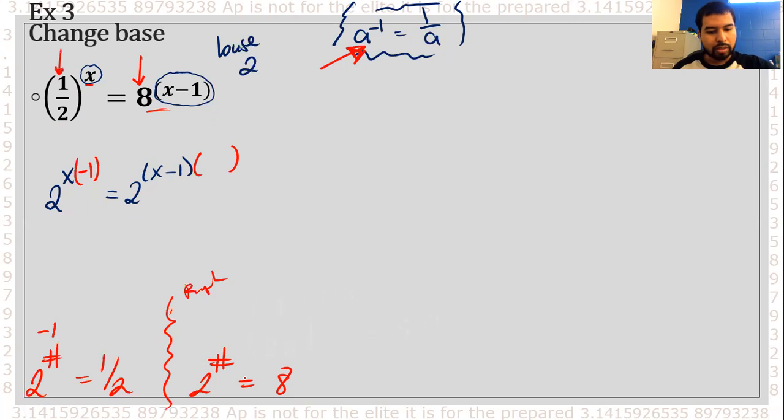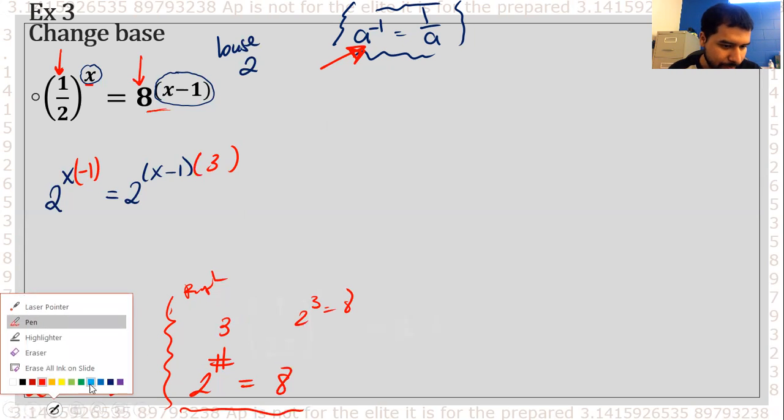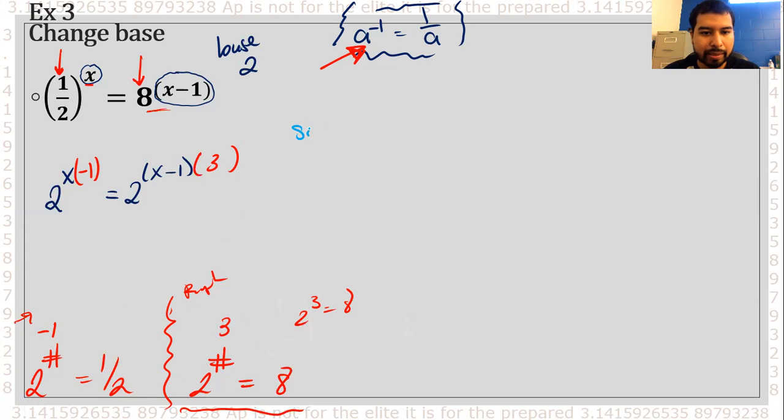Okay, so that's where I'm doing this right here. On the right-hand side, I need 2 raised to an exponent that gives me 8. Hopefully that's not that hard. We did it on the do now. 2 raised to the third is 8. So this right here is to the third. Okay, so now I have the same bases, in this case, 2.